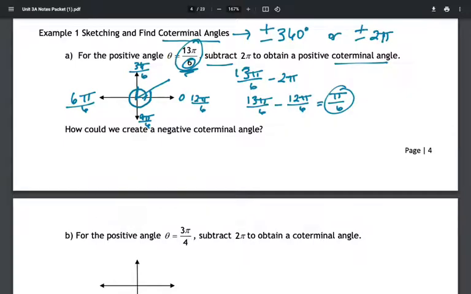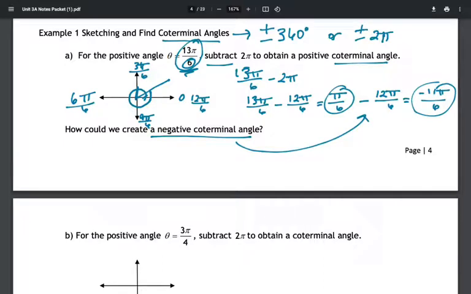And you could do it again and get another coterminal angle. So subtract 12 pi over 6 again, which is 2 pi, and you get negative 11 pi over 6. So this is also coterminal. And you can keep doing that over and over and over again. So again, how we could find a negative coterminal angle, we just did right here by subtracting 2 pi again.